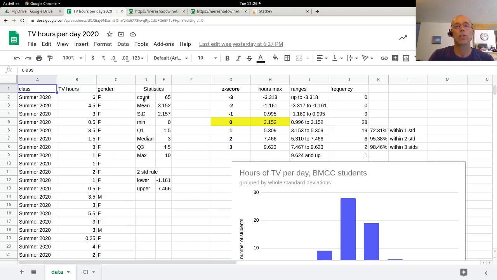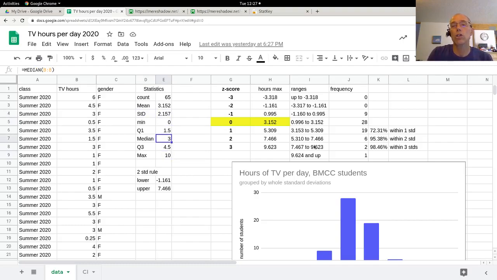But I have a count so far this year of 65 students who took statistics with me and told me how much TV on average they thought they watched per week. The average was 3.152 hours per day. Sorry, hours per day, not hours per week. Standard deviation is an average spread of 2.157 hours per day. Minimum is, some people said none. Maximum, one person claimed 10, with a median of 3.